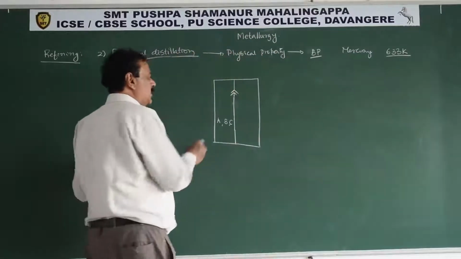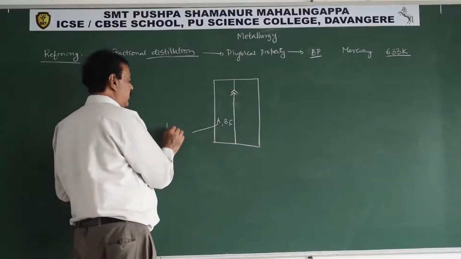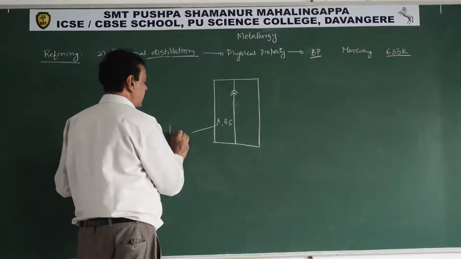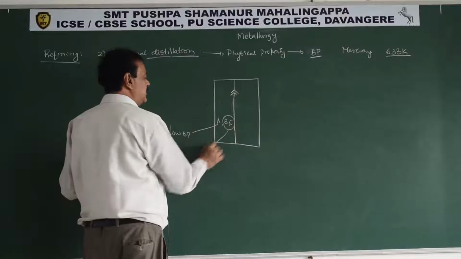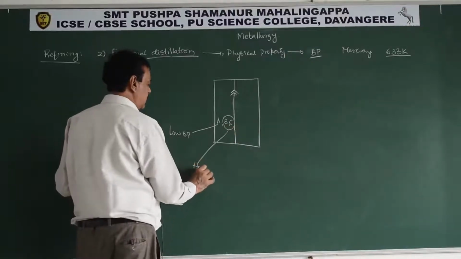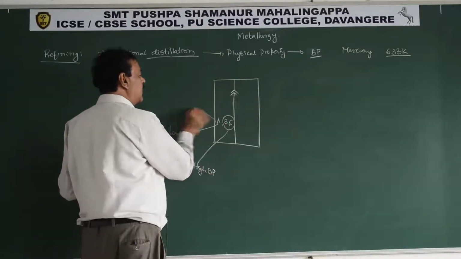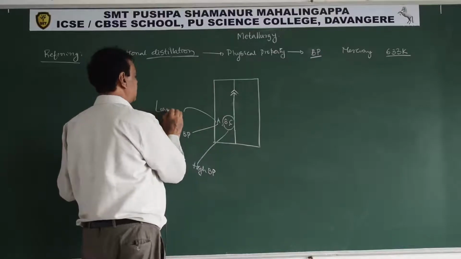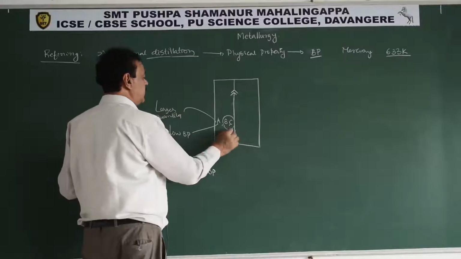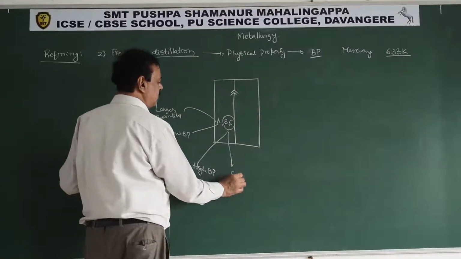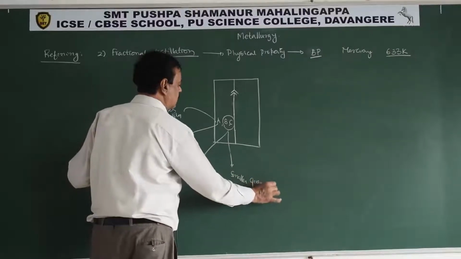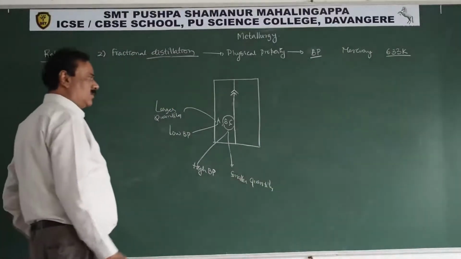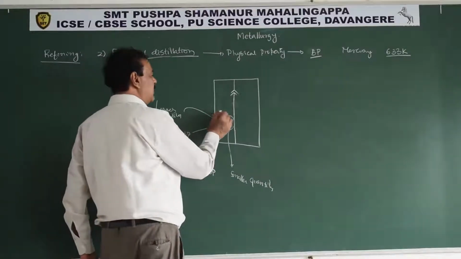A has a low boiling point. Suppose B and C have a high boiling point, and A is present in a larger quantity, while B and C are present in a very small quantity. Suppose it contains mercury.